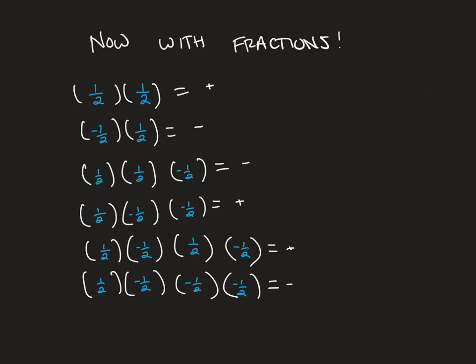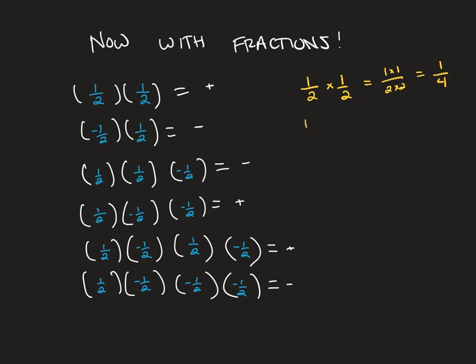In case it's been a while since you did any multiplication with fractions, let me quickly review. When you're multiplying fractions together, you multiply the numerators across the top and then the denominators along the bottom. So if I was multiplying 1 over 2 times 1 over 2, I would rewrite that as 1 times 1 over 2 times 2, which is equal to 1 over 4.